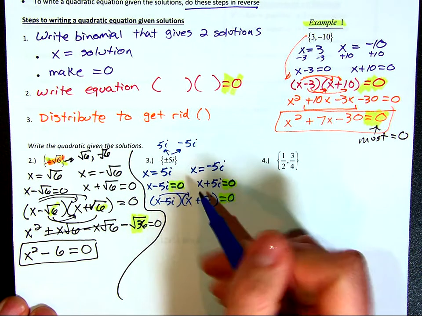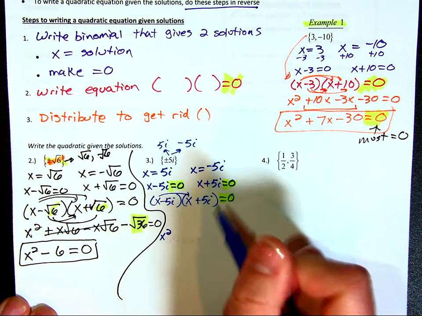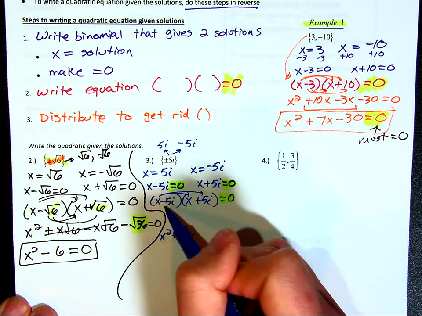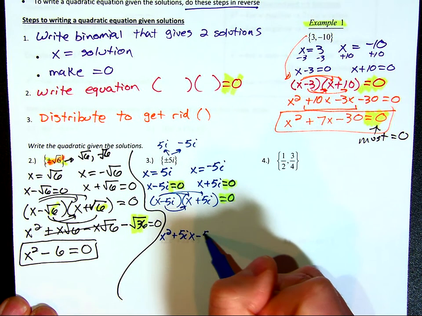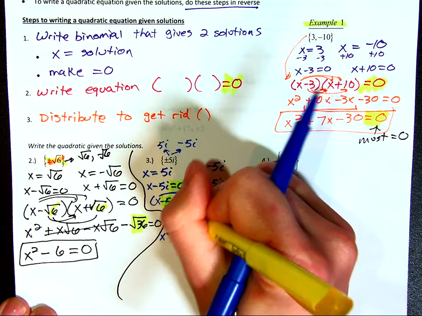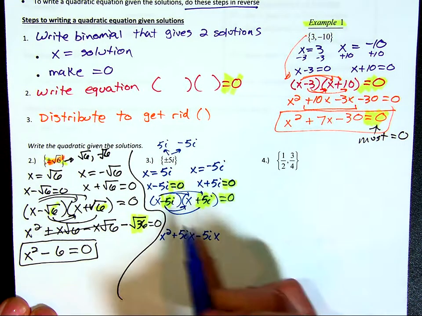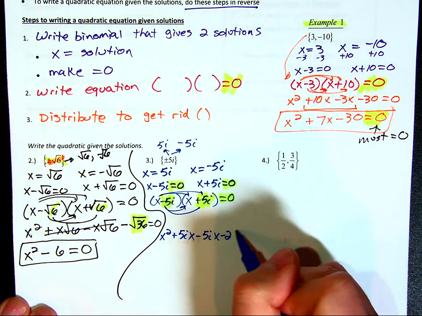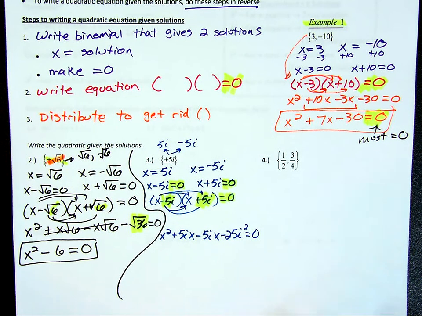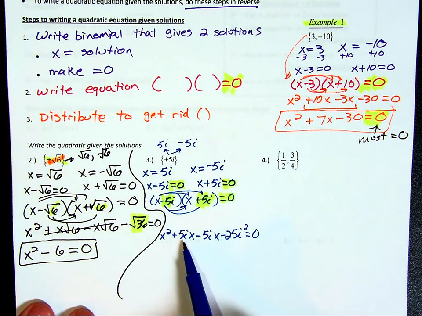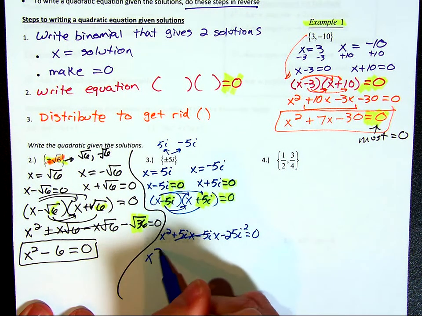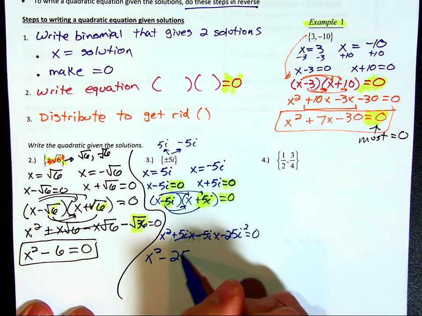X times x is x squared. X times 5i is plus 5ix. Negative 5i times x is negative 5ix. And be careful with this one. Negative 5i times positive 5i. Well, 5 times 5 is 25, but i times i is i squared. So positive 5ix, negative 5ix, they cancel, giving us x squared minus 25i squared equals 0.